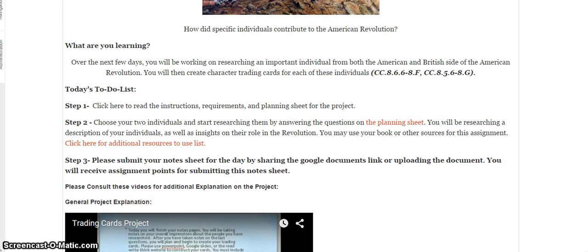If we look back at our assignment, you are choosing your 2 individuals and starting to research them today by answering the questions on the day 1 planning sheet. So you're researching a description of your individuals as well as their insights on their role in the revolution. Use your book or other sources. Use that other resources list that I made for you. I promise it's there to help. It will do good things. And on step 3, you're submitting your notes page to me for the day so that I can see it.